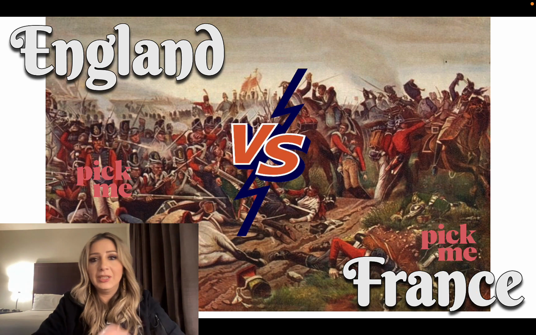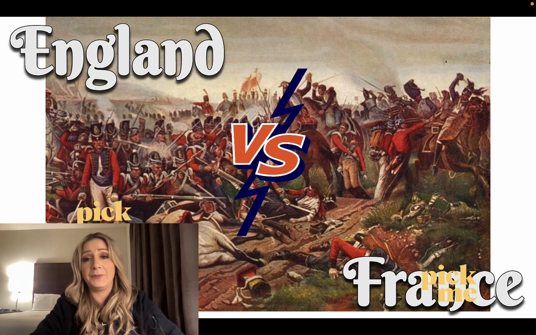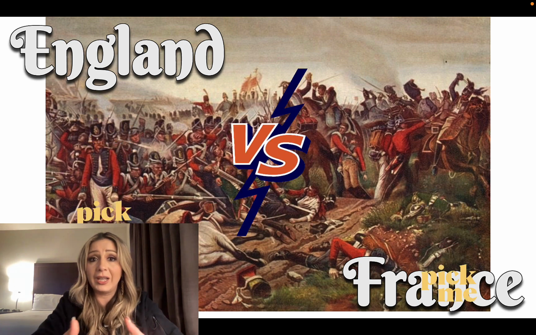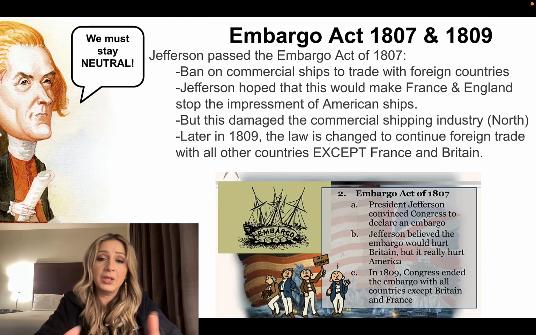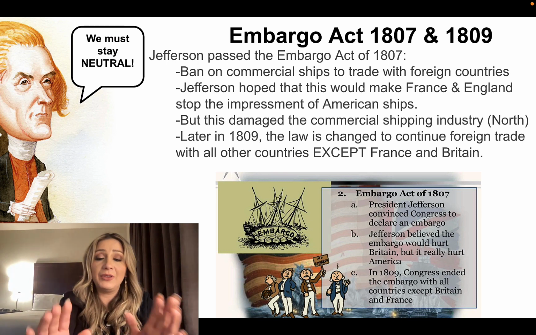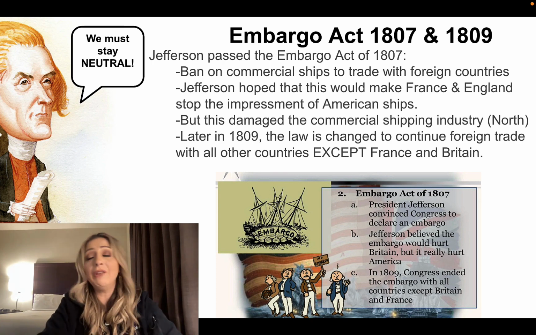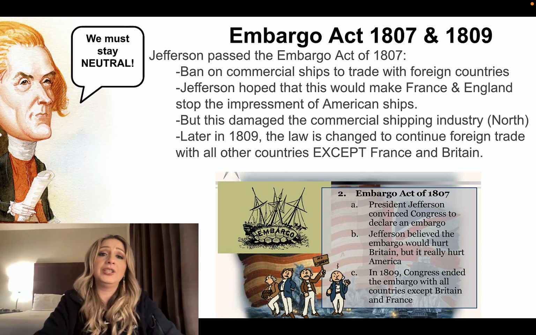Even though England and France had started blocking our U.S. trading ships, right, which was disrupting our trade, we were trying hard to stay neutral. When Jefferson became president, he said, you know what? If they're going to be doing that, then I'm going to ban all trade with all foreign countries. This was known as the Embargo Act, all right? And so he decided to ban all foreign trade.